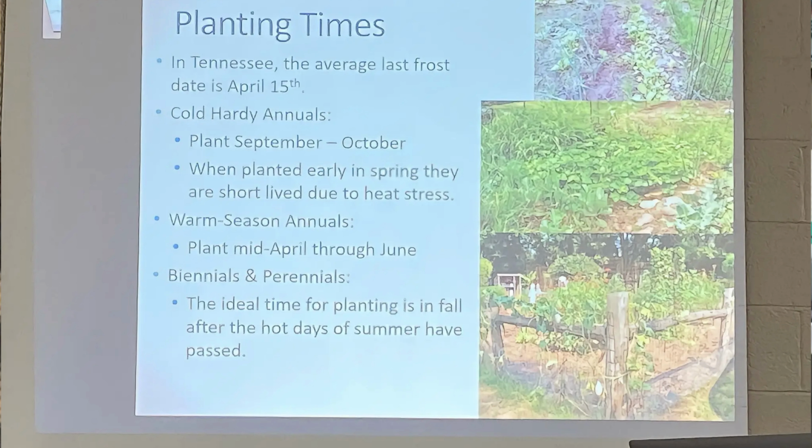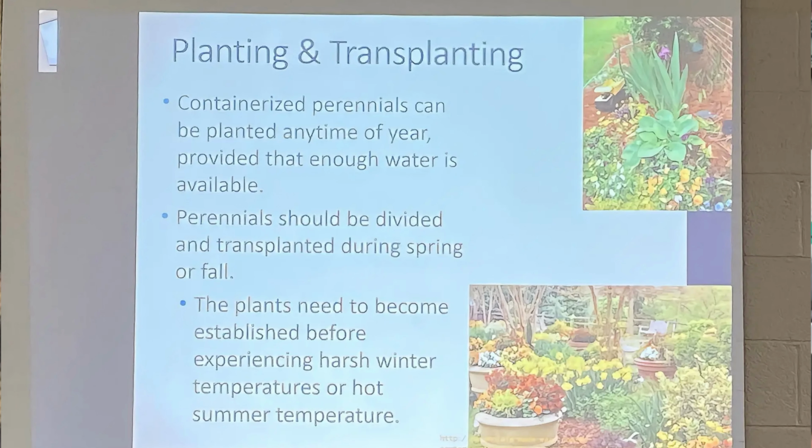For the biennials and perennials, the ideal time for planting is in fall after the hot days of summer have passed. Planting and transplanting. Containerized perennials can be planted any time of year provided that enough water is available. Perennials should be divided and transplanted during spring or fall. The plants need to become established before experiencing harsh winter temperatures or hot summer temperatures.